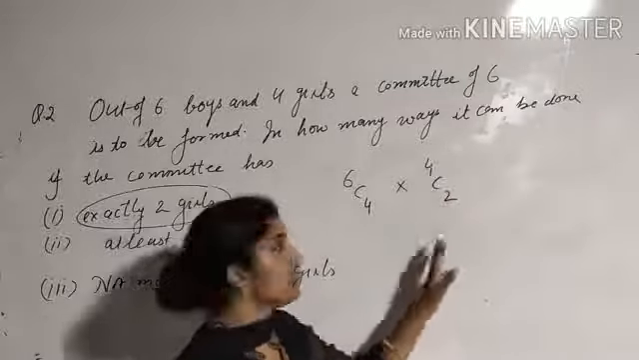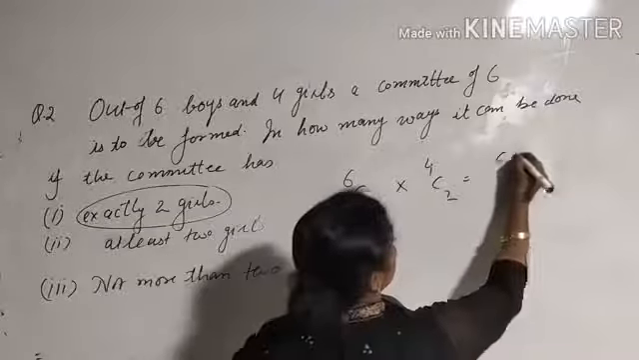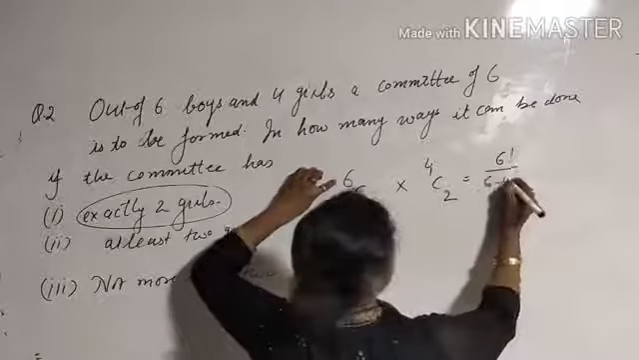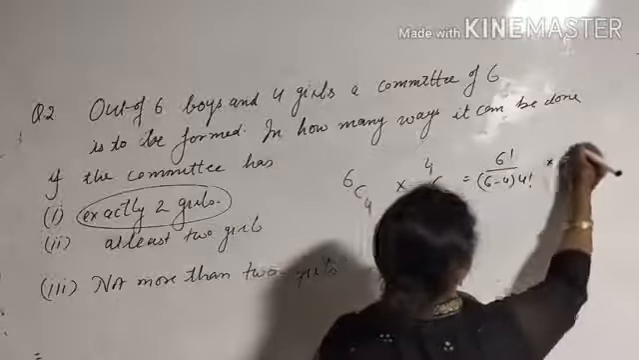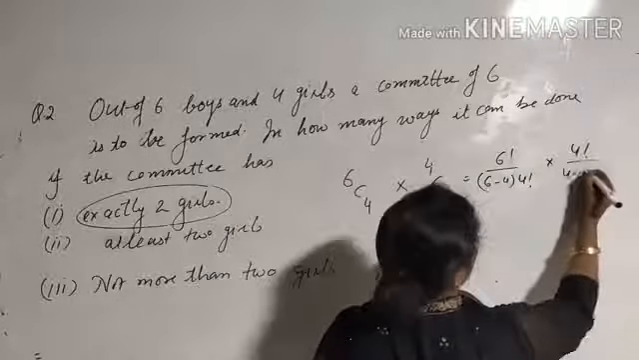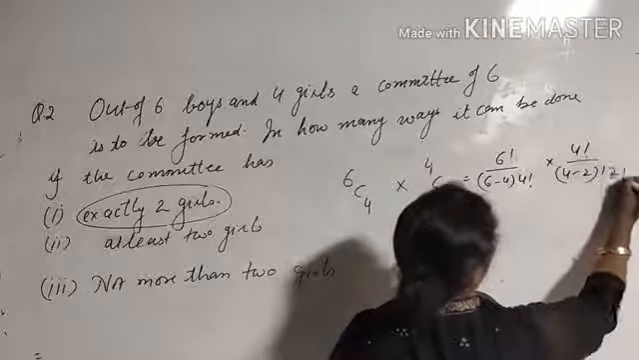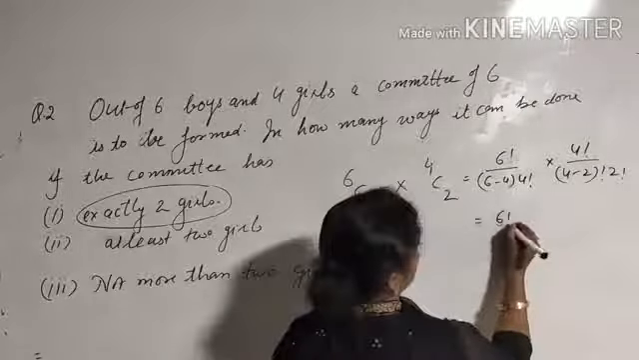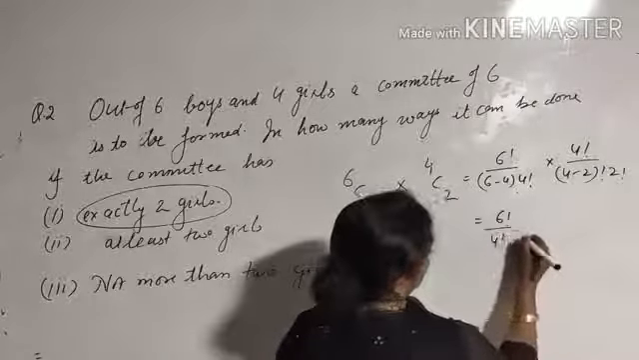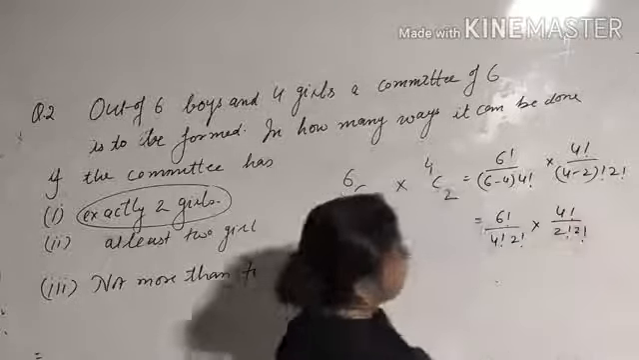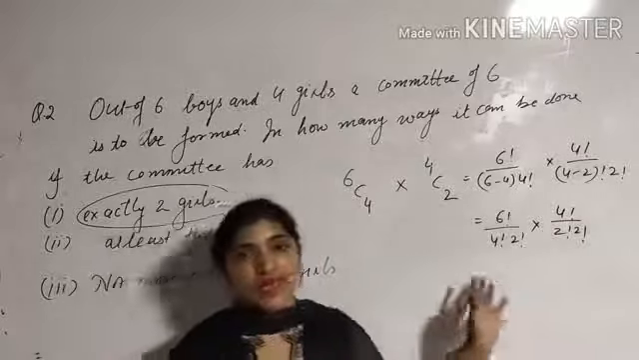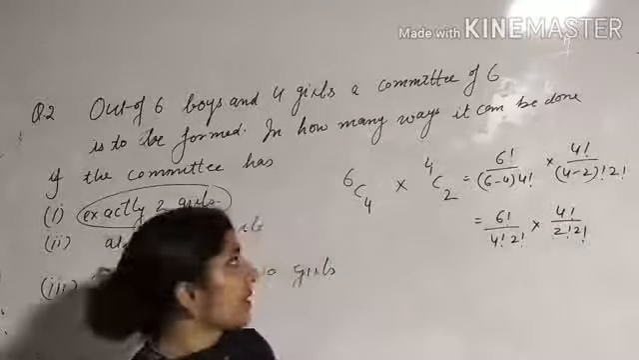4 C2, and you can use the formula 6 factorial upon 6 minus 4 factorial, 4 factorial, into 4 factorial divided by 4 minus 2 factorial into 2 factorial, and this is 6 factorial by 4 factorial, 2 factorial, 4 factorial by 2 factorial, 2 factorial. The calculation is quite easy. You can do it yourself.